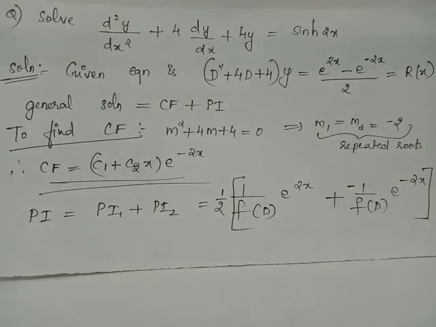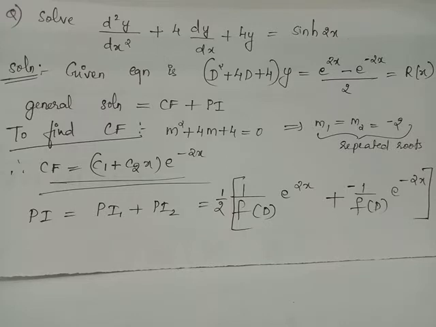Solve the differential equation d²y/dx² + 4 dy/dx + 4y = sinh 2x. We have the RHS, which is a hyperbolic sine function, and it's a non-zero function of the independent variable x. Hence we have a non-homogeneous type of differential equation whose general solution will be CF plus PI.